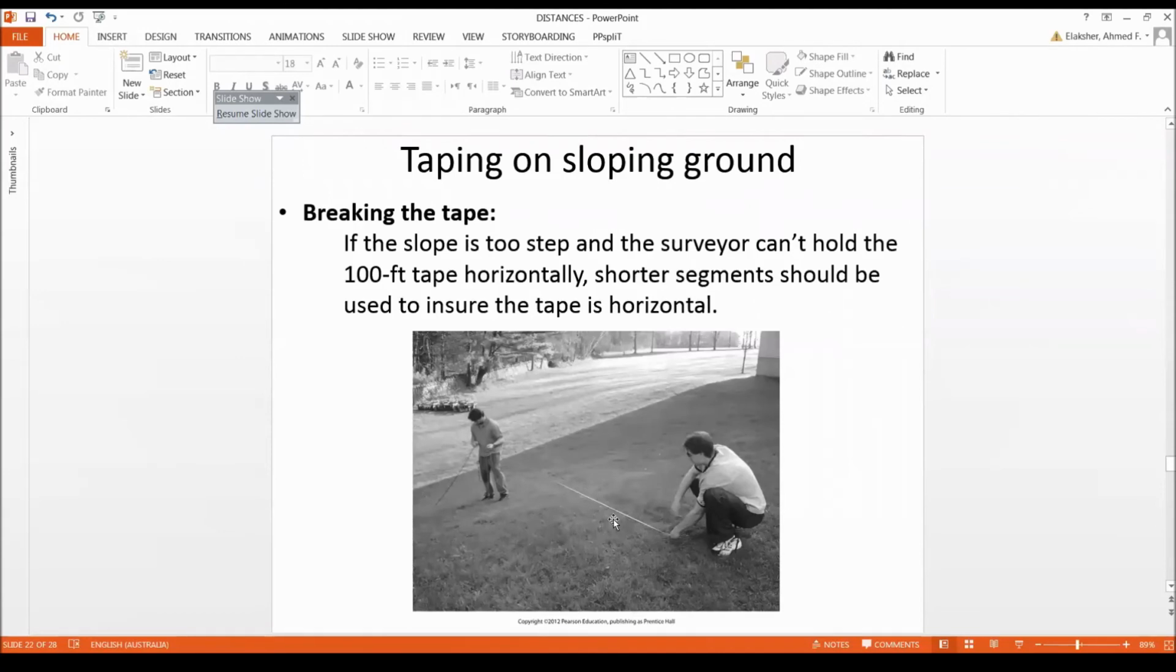This is an example here. If the slope is very big, if the slope is high, then we can break the tape. Instead of taping at hundreds, we tape 50s. You see this person here, he's doing a 50. He's going to place a chaining pin and then do another 50 because the area is very steep, or the slope is very steep here. So that's much better. That's what we call breaking the tape, not physically breaking it, but we break the length into segments here.